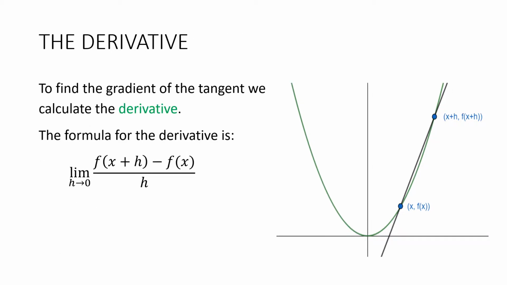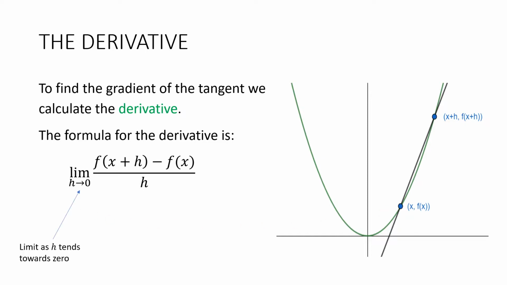To find the gradient of the tangent, we calculate what's called the derivative, okay? And this is the formula here. So we can see this bit, we just worked that out on the previous slide. That was the gradient of the secant between these 2 points. This is saying squish these 2 points together, slide this point down, make h tend towards 0 until it sits on top of here. Find the limit of that gradient when h is 0.